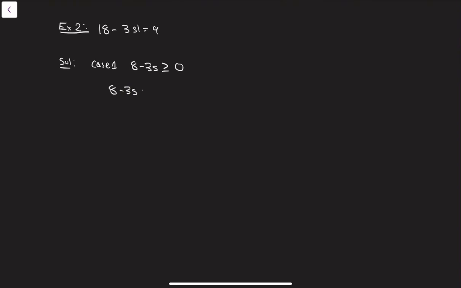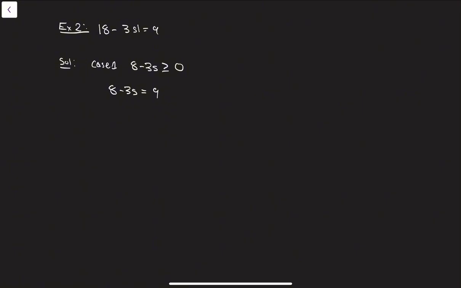Okay, we'll be having the absolute value of 8 minus 3s is equal to 9. So again, we'll split it up case by case, one for the positive case and one for the negative case. Solution, case 1, whereby we have 8 minus 3s greater than or equal to 0. And in this case, we have 8 minus 3s is equal to 9.